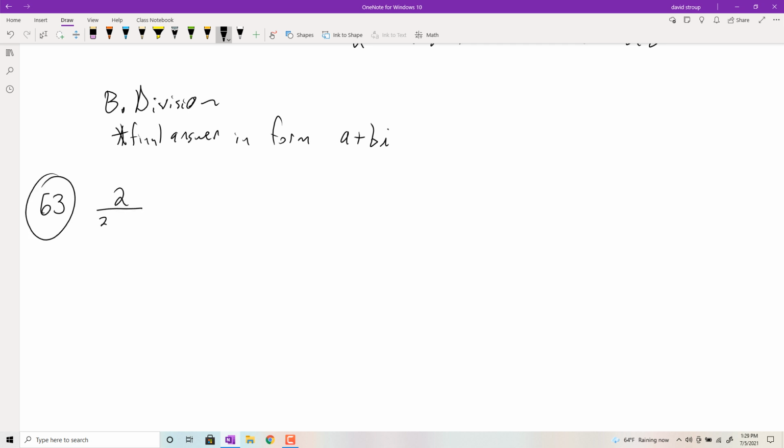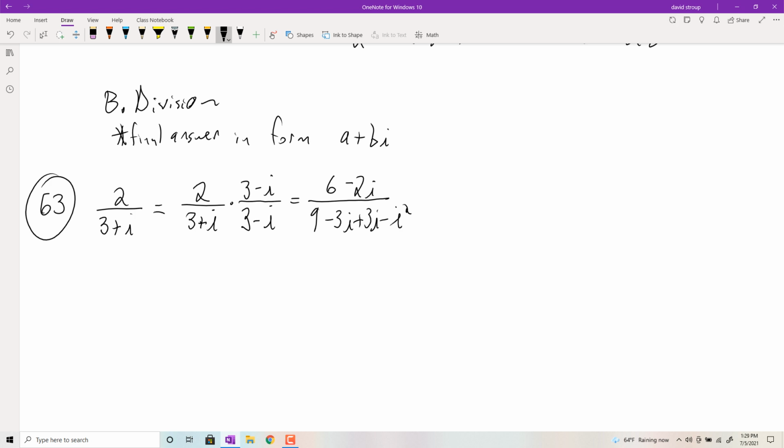63 is 2 all over 3 plus i. So I'm going to multiply by conjugates on top and bottom: 3 minus i, and 3 minus i. On the top you can distribute. Sometimes it's easier if you just leave it factored, but I'll go ahead and distribute. So I get 6 minus 2i. And the bottom, foiling, 9 first, outer minus 3i, inner plus 3i, and then last minus i squared. So in the denominator we're getting that nice cancellation. Then 9 minus i squared is -1.